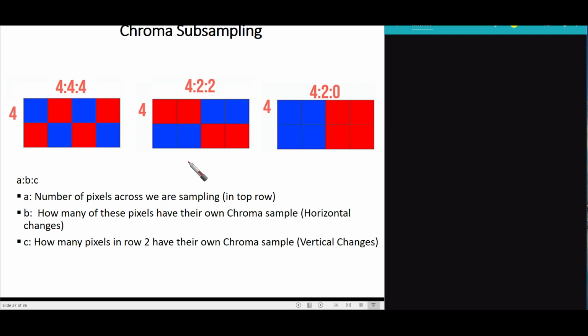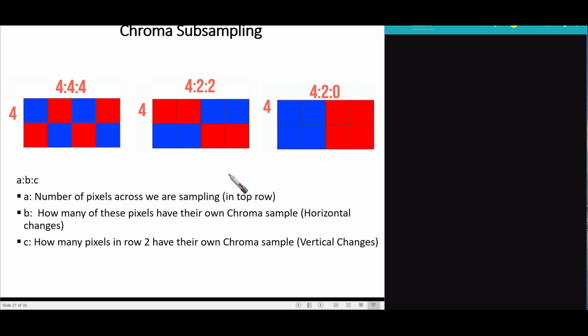Now the second number is how many of these pixels have their own colors. You see, if we think about it, this first one is red. Now the second one is also red. It means it doesn't matter what the original color of this pixel is; I'm just copying this pixel. Similarly, this pixel is following the color of this pixel. So you can think of this as the original one and this as the copy. In that sense, how many of these pixels have their own chroma? We can say these pixels and these pixels. So 2. That's why here we have 2.